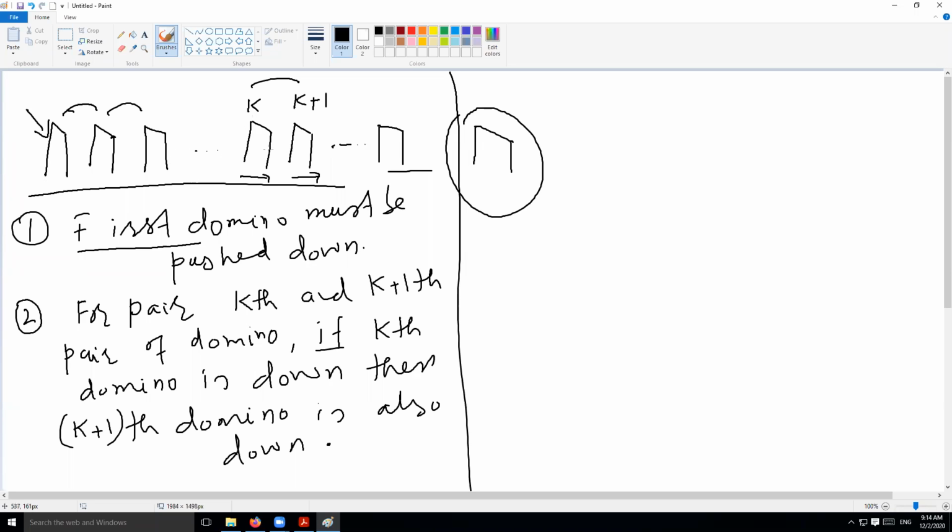So if I can prove this for every pair, what will happen? I have proved that the first domino is down, then, since the first domino is down, the second would be down. And since the second is down, and I know that this second part is true, the third domino would be down. And if the third domino is down, then since the second part is true, the fourth domino would be down, and so on and so forth. So these are the two conditions, okay? If I can prove these two conditions, then I can say with certainty that all of the dominoes are down. So do you agree with it?